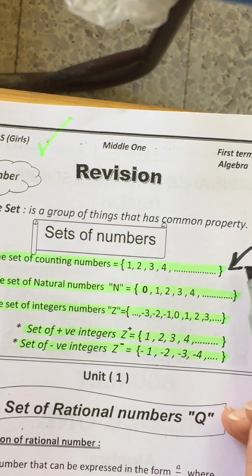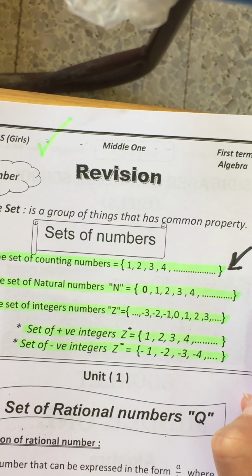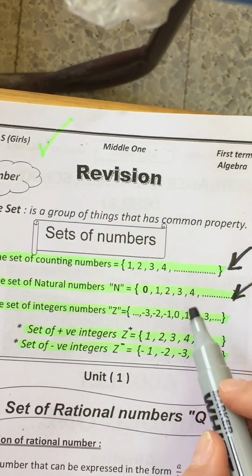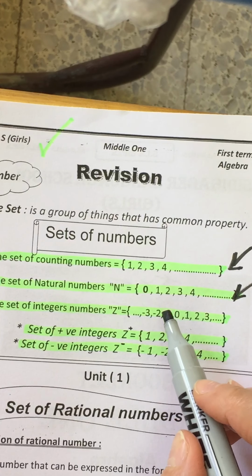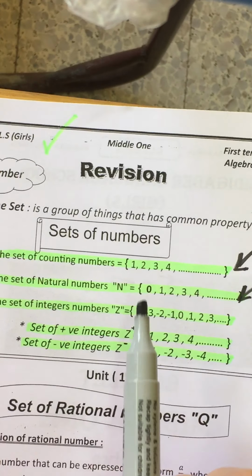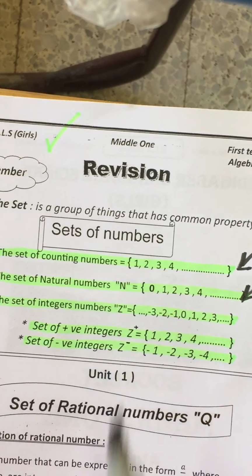How about the set of natural numbers? They are whole numbers, but here we start with 0, because the 0 should be a whole number inside the natural numbers. But why didn't we put it inside the counting numbers? Because 0 is not a counting number.